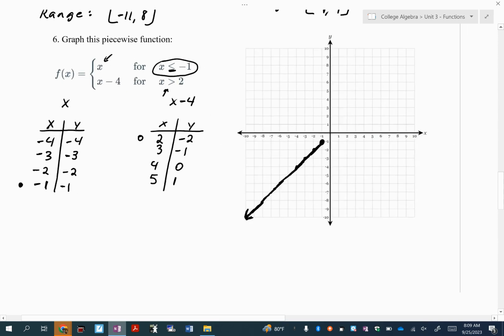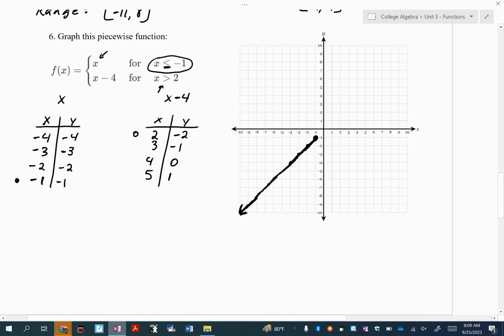Okay, so I'm going to plot those points, starting with 2, -2. That's going to be an open circle, then 3, -1, 4, 0, 5, 1. You get the idea here. And that is our piecewise function.